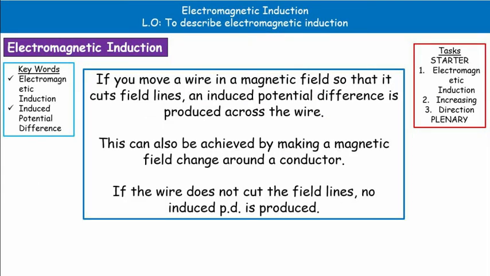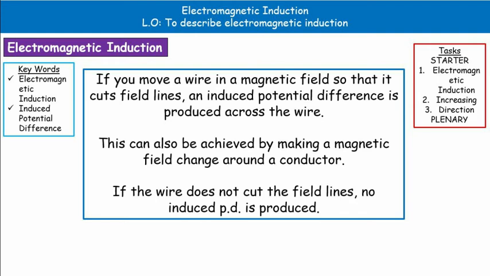Okay, so what we're going to look at today then is this process of electromagnetic induction. If we think about what happens with a magnetic field, hopefully we remember from the work we did right at the start of P4, when we look at a magnetic field, it's made up of these field lines. So the stronger the magnet, the more field lines there are packed closer together.